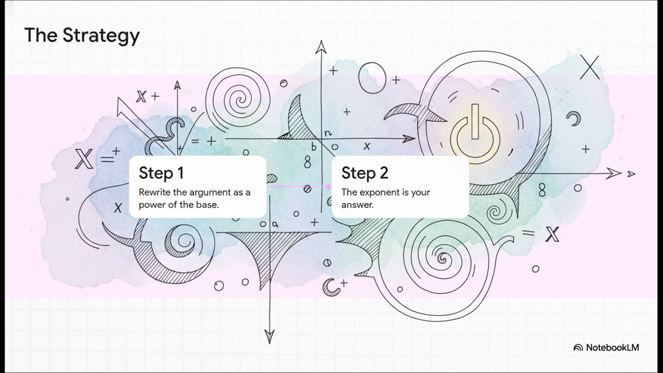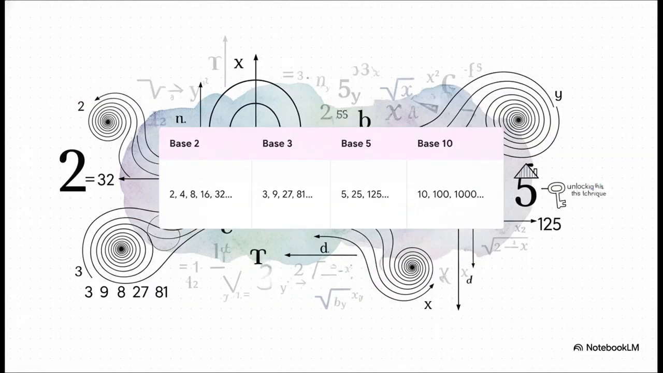Seriously, it's just 2 steps. Step 1, you rewrite the main number, the argument, as the base raised to some power. Step 2, that exponent you just found, that's it. That's the whole answer. Now, to make this work, you just got to be a little familiar with some common powers. Think of this table as your mental cheat sheet. Just knowing that 32 is a power of 2, or that 125 is a power of 5, that is the key that unlocks this whole mental math technique.